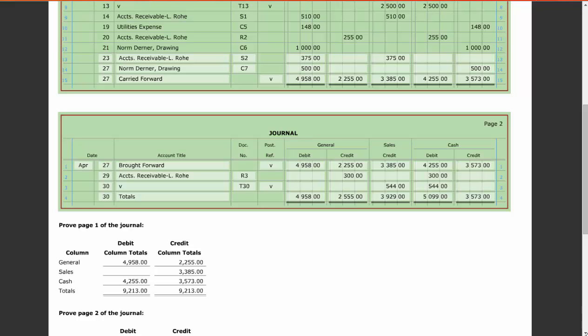On the bottom of page 1 on general debit, it says 4,958. Maybe here I put 4,985. Same numbers, but out of order, and that's called transposition. That happens a lot. So if you're finding that page 2 does not equal, the first thing I would double check is, are the totals on the top the same as the previous page? And it's really easy to make a quick transposition.